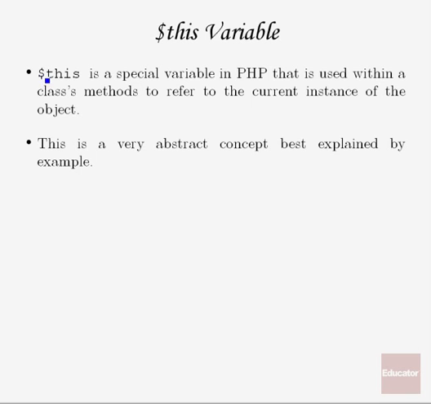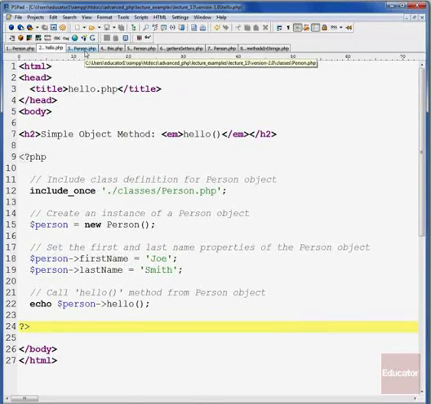And the way that you do that is there's a special variable called $this. You can use it within class methods, and basically what it does is refer to the current instance of an object. It's kind of an abstract concept, so let's take a look at what it looks like in code so that it'll make a little more sense.